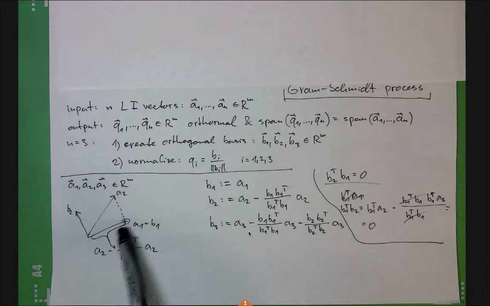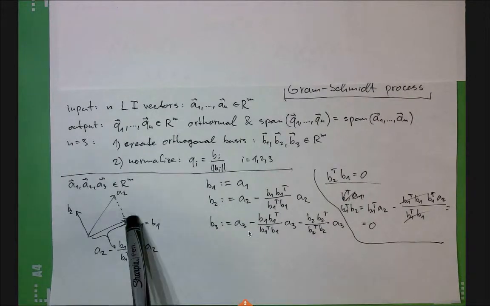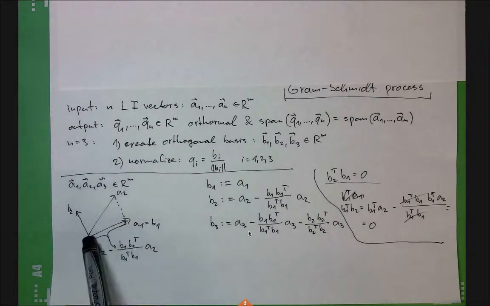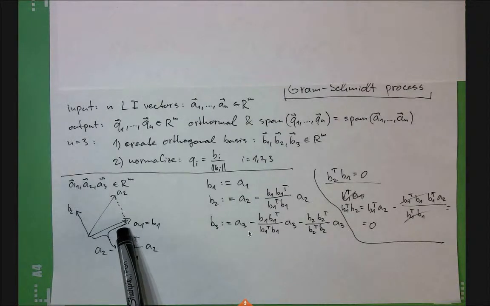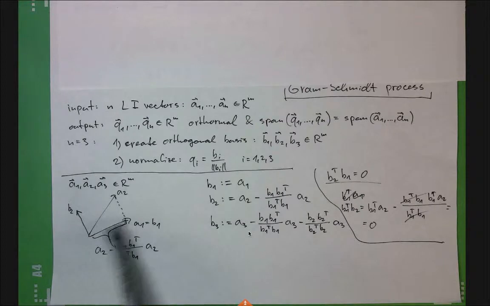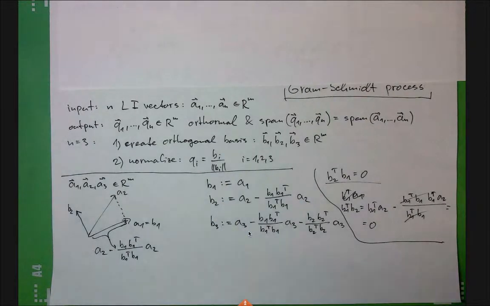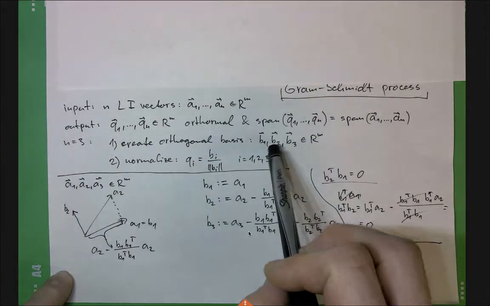And geometrically what it means is that I take A2 and I remove the component in the B1 direction, so this is my B1 direction. So I subtract off the component in the B1 direction. And what I get is A2 minus this, so this is my projection onto the B1 direction, and I get B2. And that's my second basis vector. That's my second orthogonal vector. That's the second vector that Gram-Schmidt produces.